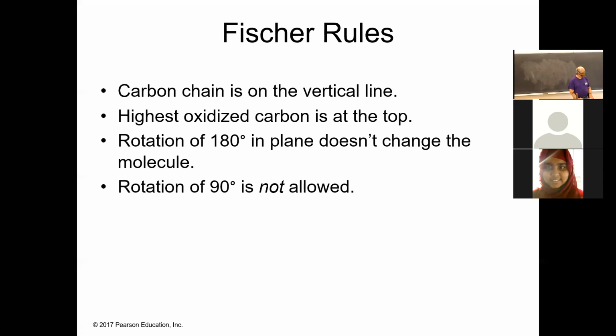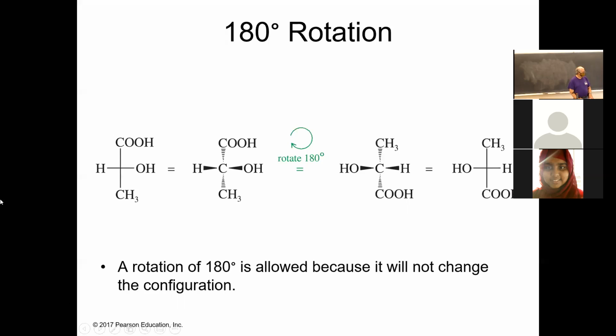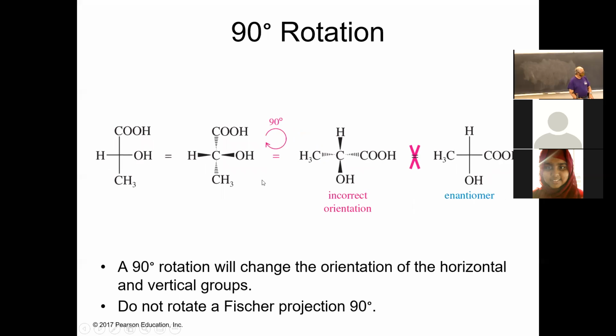Okay, so here this illustrates 180 degree rotation. If we go end over end, if we bring this one down here to the bottom, it's still the same configuration. But we're not allowed to do a 90 degree rotation because that will actually change it to the other enantiomer.